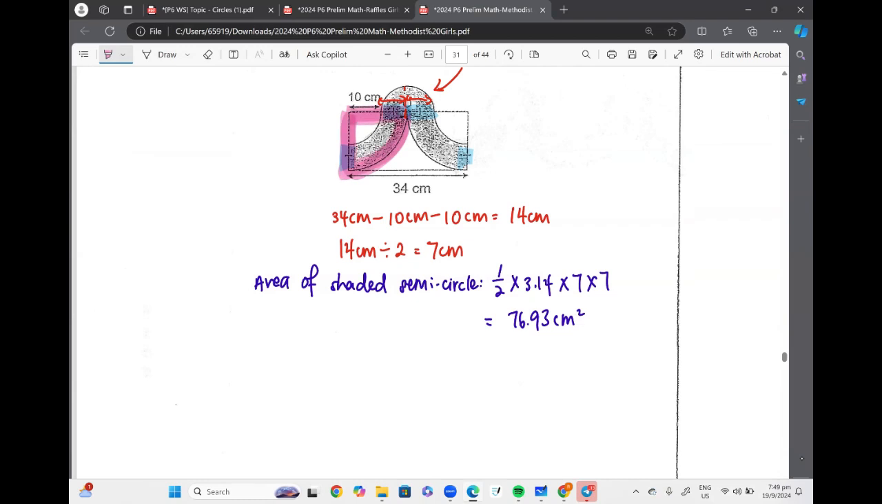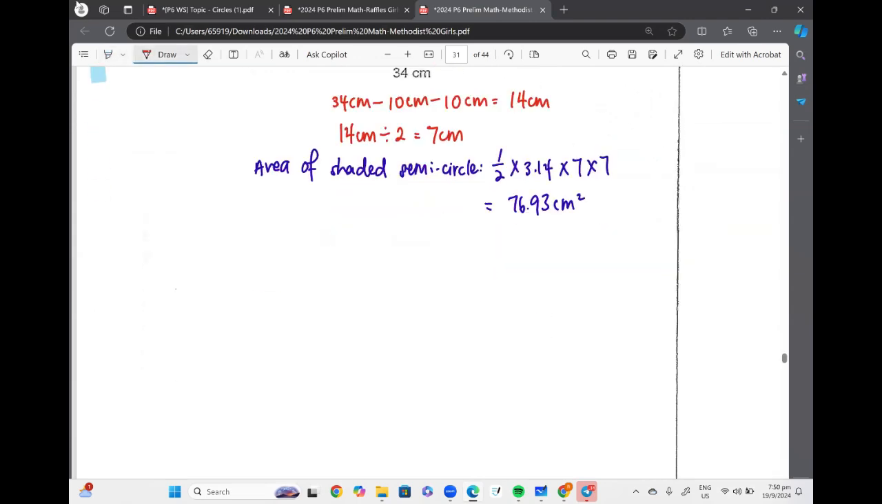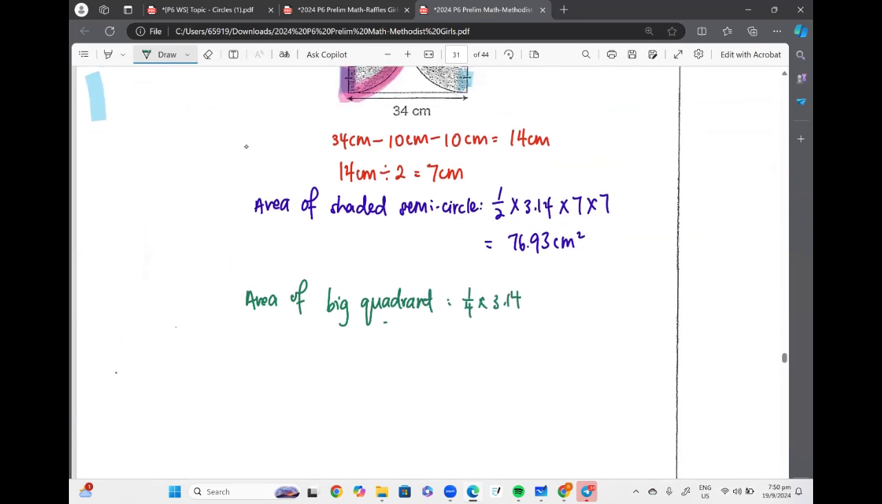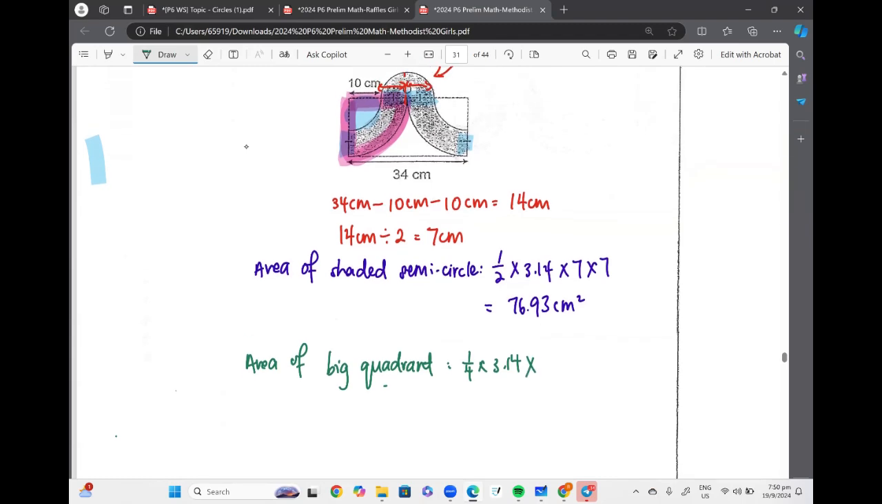Next, I'll find the big quadrant, minus away the smaller quadrant, which is in blue. I will use another color because I don't want to confuse you all. Area of big quadrant is technically 1/4 times pi times radius times radius. What is the radius of the big quadrant? 10 plus 7, right? 17 times 17. Well done. So 1/4 times 3.14 times 17 times 17.